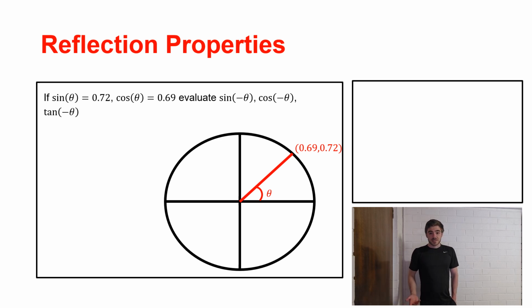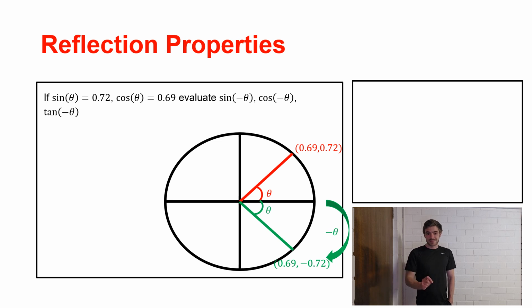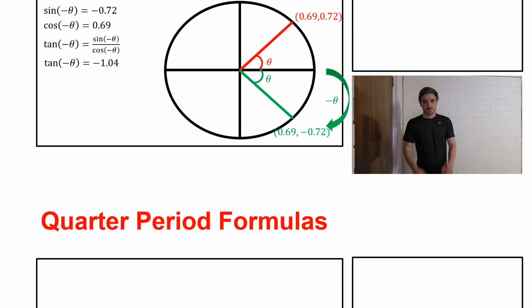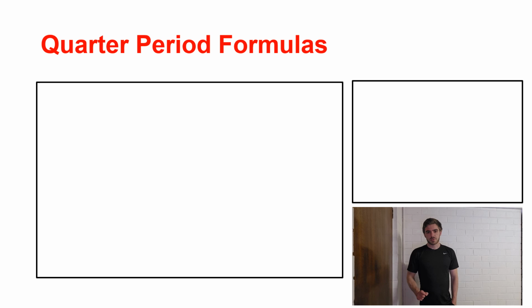Anyway, negative theta simply means that you're going in the clockwise direction rather than the anti-clockwise direction. Another way of thinking about this is just reflecting your point in the x-axis. When we do that, we're going from quadrant 1 down to quadrant 4, where the y values will change, but the x values will stay the same. This means that sine will change, cos will remain the same, and tan will also change, because again, there's that mismatch. Almost there. The quarter period formulas can be found using the exact same approach.